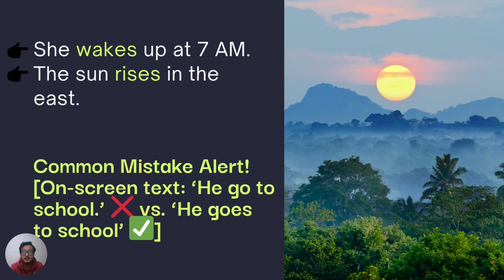Look at these examples. She wakes up at 7 a.m. The sun rises in the east. Notice the verbs. There's no ing and no extra words, just the base form. But wait, if we use he, she, or it, we add s or es. As you can see in the example, the verb wake has s added to it and rise has es added to it. Therefore, do not make a mistake like he go to school. The correct way of saying it is he goes to school.